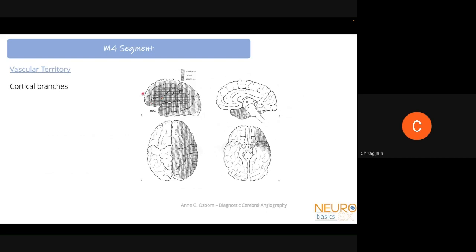As we can see, most of the convexity of the hemisphere is supplied by the MCA itself. On the inferior surface, predominantly the frontal lobe and the temporal pole, and on the medial surface, it is mostly the temporal lobe being supplied by the MCA.